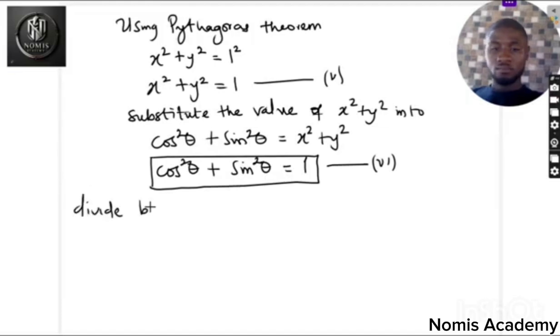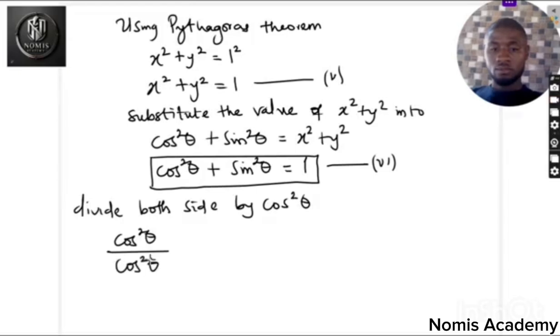Divide both sides by cos squared theta. So when we divide both sides by cos squared theta, it becomes cos squared theta all over cos squared theta plus sin squared theta all over cos squared theta equal to 1 all over cos squared theta.